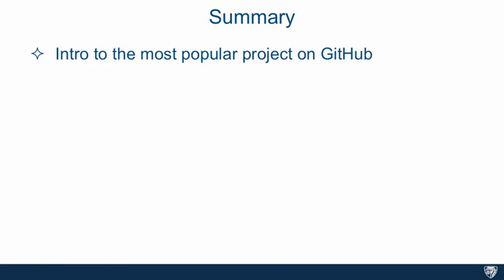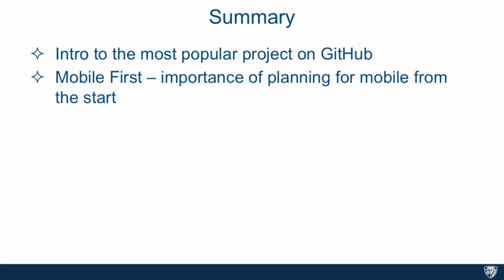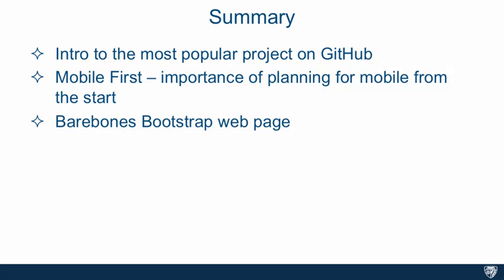So to summarize, we got introduced to the most popular project on GitHub, which is Bootstrap. And we got introduced to the concept of mobile first, that is the importance of planning for the mobile version of your website from the very beginning. And we went over the bare bones Bootstrap webpage. We saw how to download and install the Bootstrap artifact files, as well as jQuery that is needed for the Bootstrap JavaScript framework. And we tested out that our Bootstrap page actually works and contains no errors.